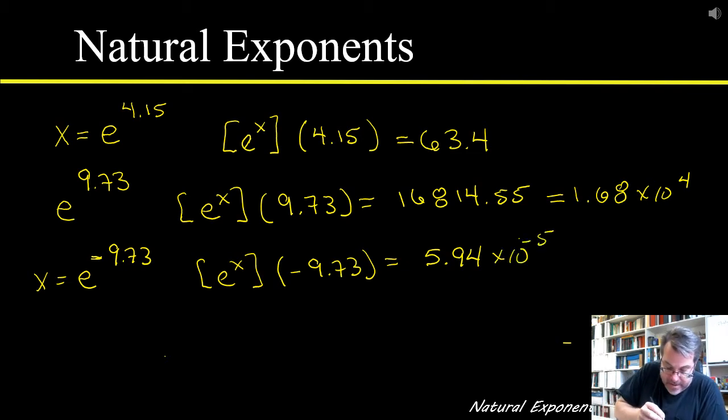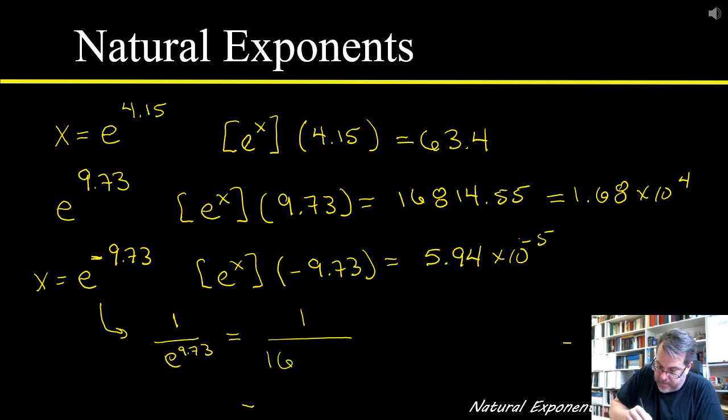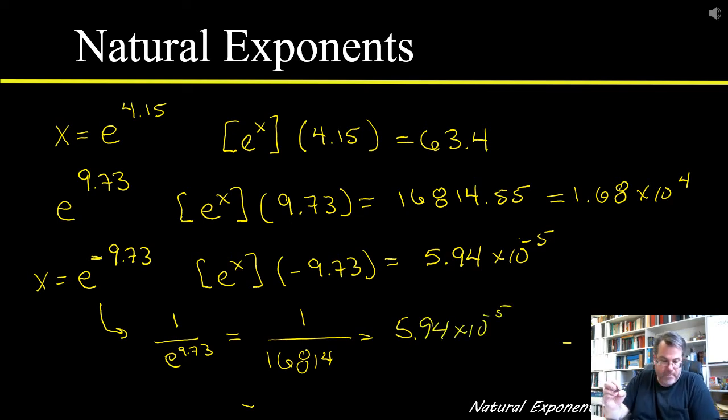Okay. Now, a negative exponent, of course, actually means reciprocal. So e to the negative 9.73, what this actually means is 1 over e to the 9.73, right? And so based on what we had before, this would be 1 over, what's that, 16,000? 16,814. And when you put that in your calculator, sure enough, you should get 5.94 times 10 to the minus 5. Okay. There's a couple others that I want to do real quickly.